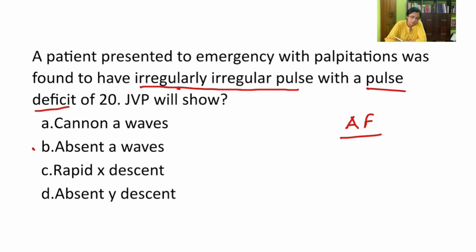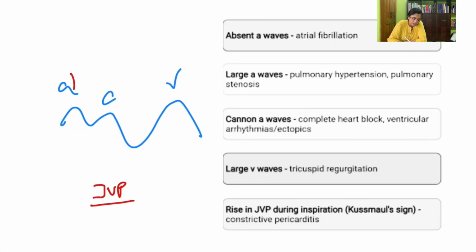Now, these are the JVP waves. It's very important to remember which wave is caused by what action. A wave is because of atrial contraction. C wave is because of the closure of tricuspid valve and ventricular contraction, and V wave is because of venous filling.